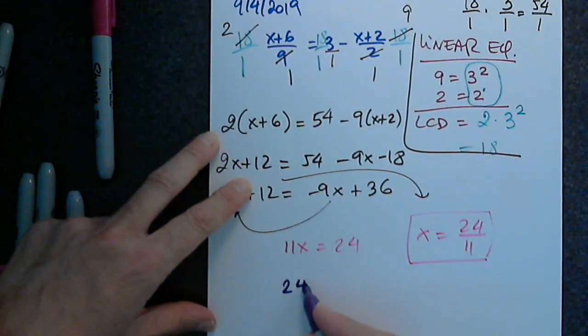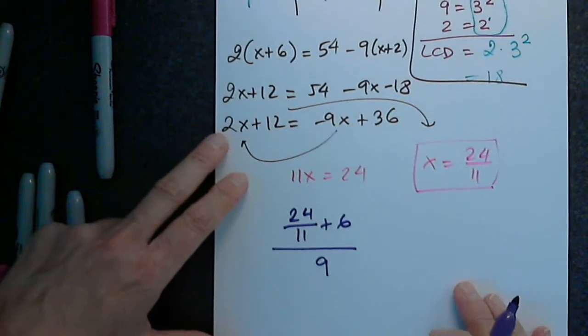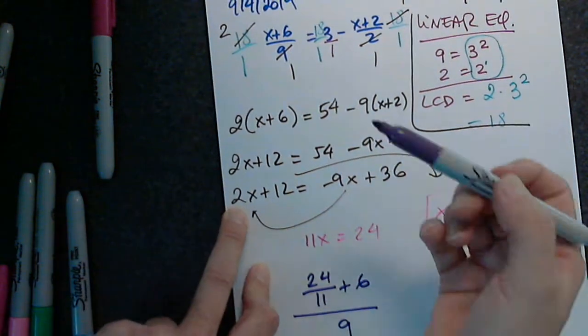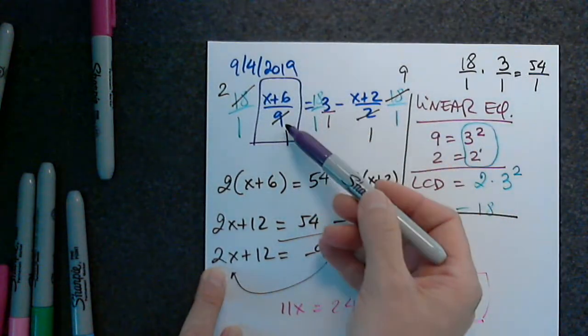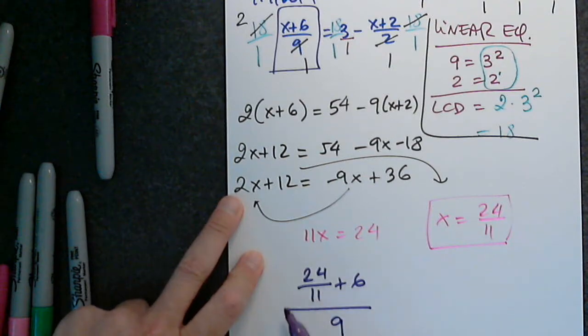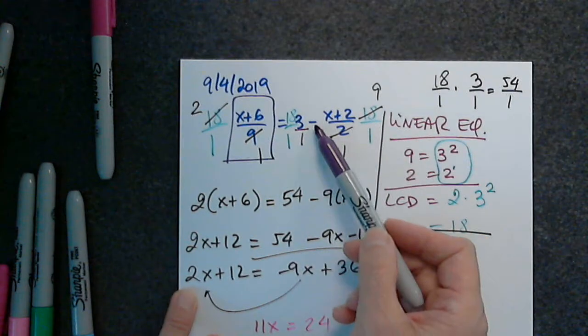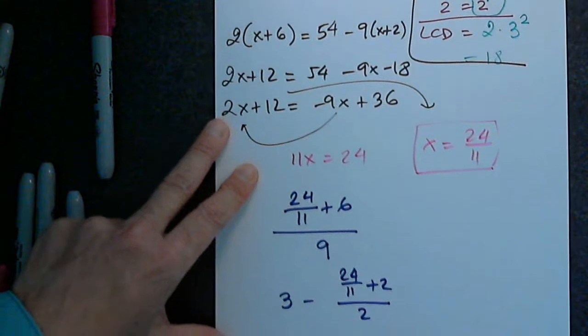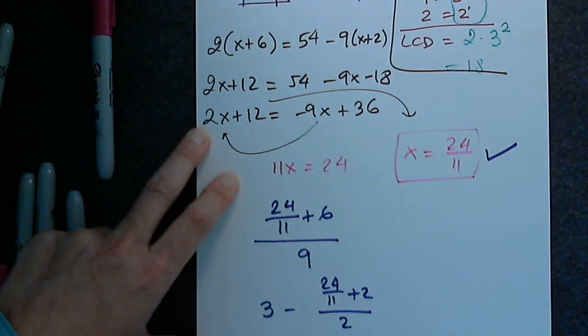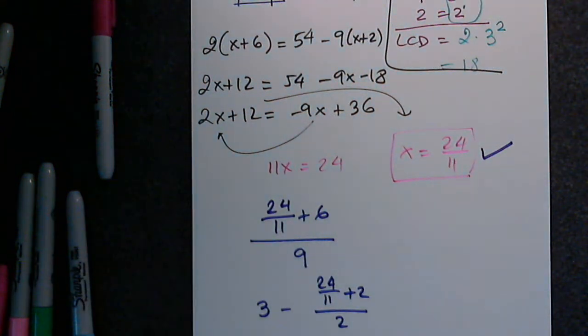So we have to check 24 divided by 11 plus 6 over 9 and see if it's the same as 3 minus 24 over 11 plus 2 over 2. So I took this side and I replaced x by 24 over 11. This is here. And I took the other side, 3 minus 24 over 11 plus 2 over 2. If this turns out to equal this, then I'll go back and say that must be true. Are you with me, everyone? Who understands what we're doing?